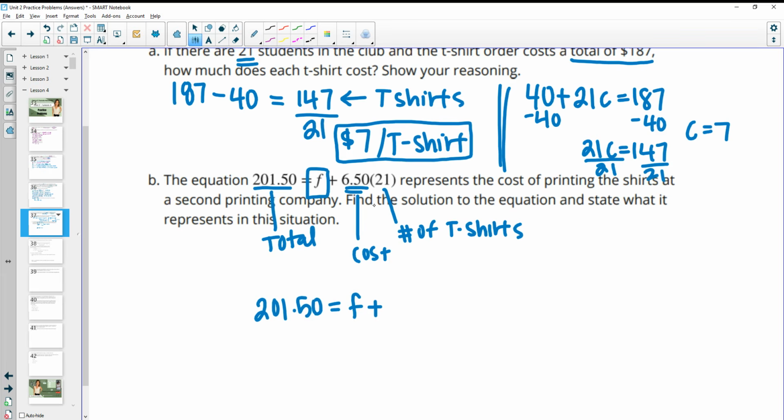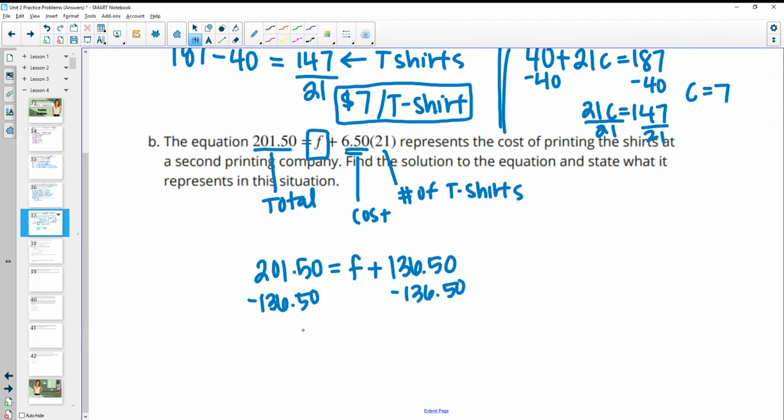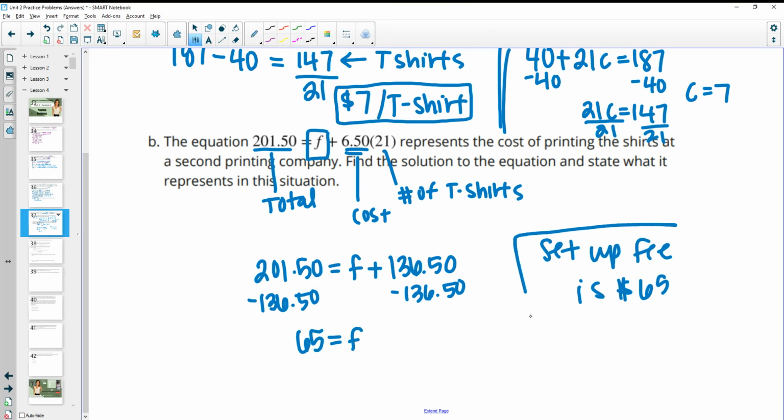650 times 21, that gives us $136.50 for the actual cost of the shirts. Then we can just subtract that from our total, and we get $65 for the fee. And so that means that the setup fee is $65. So this one had a higher setup fee at $65, but a lower t-shirt cost at $650.